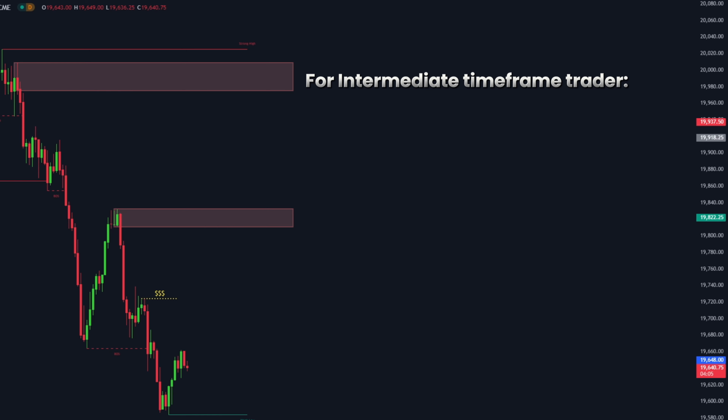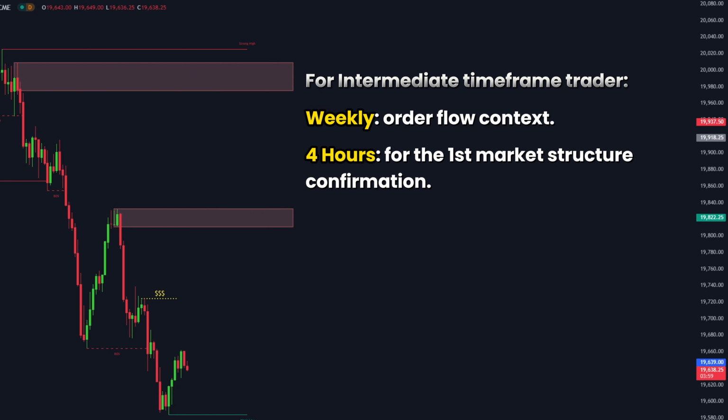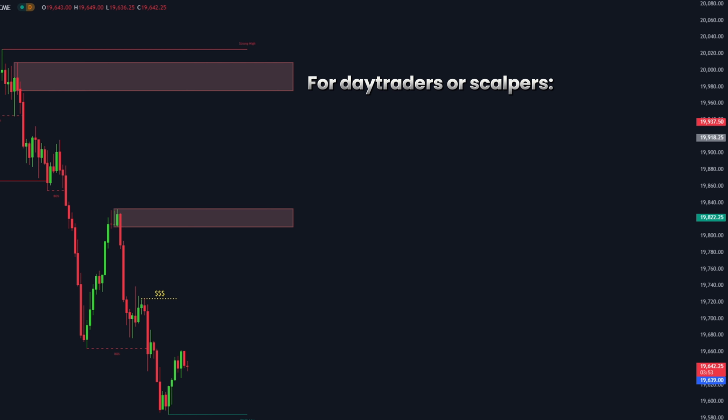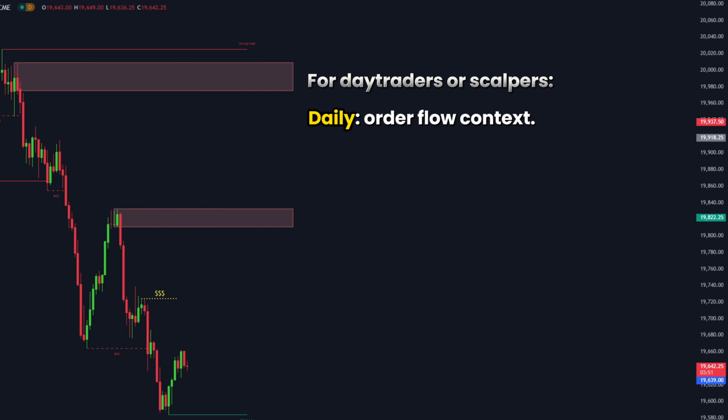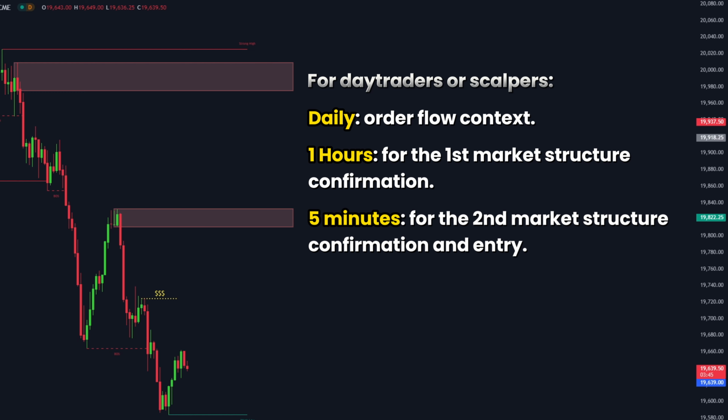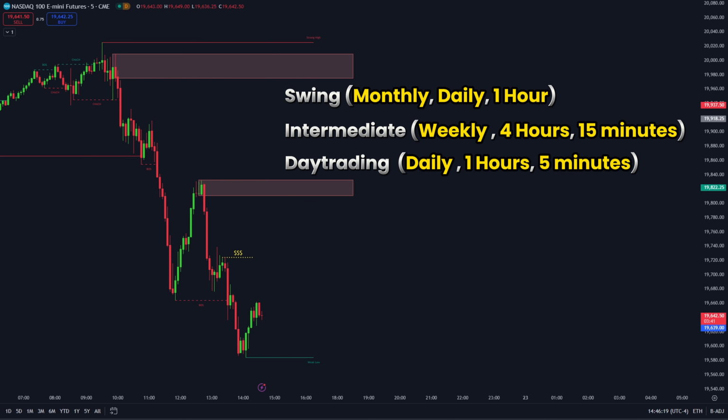For intermediate time frame traders, use the weekly chart for order flow context, the 4 hours for the first market structure confirmation, and the 15 minutes for the second market structure confirmation and entry. For day traders or scalpers, use the daily chart for order flow context, the 1 hour for the first market structure confirmation, and the 5 minutes for the second market structure confirmation and entry. This is the best time frame alignment that you can use based on your trading preferences.